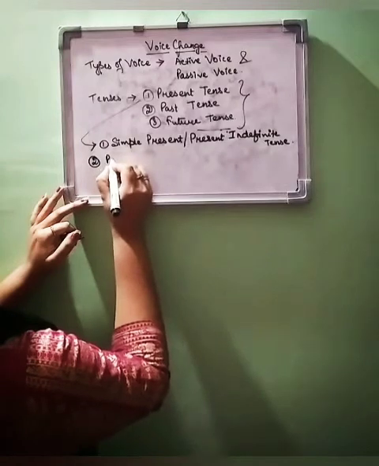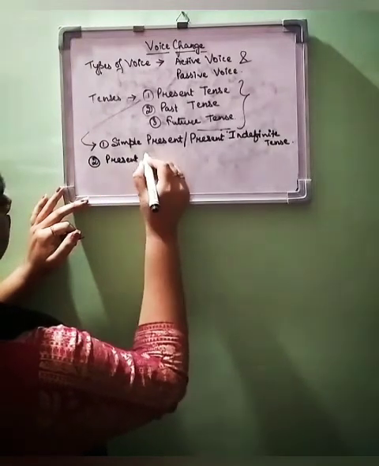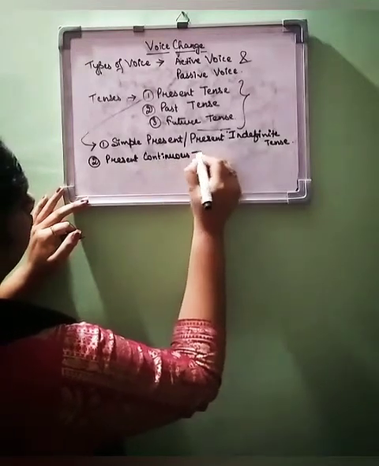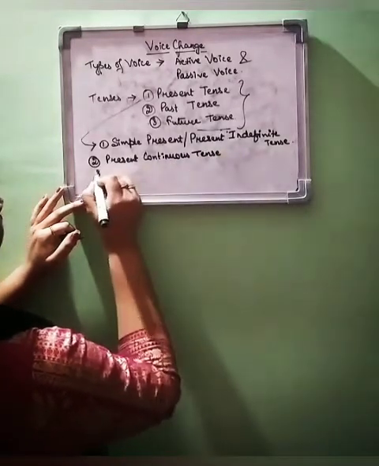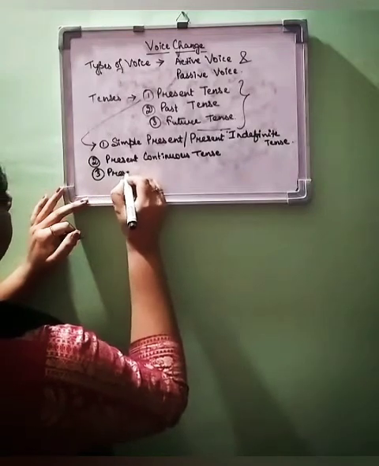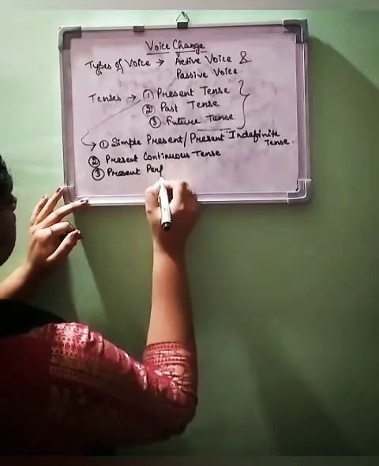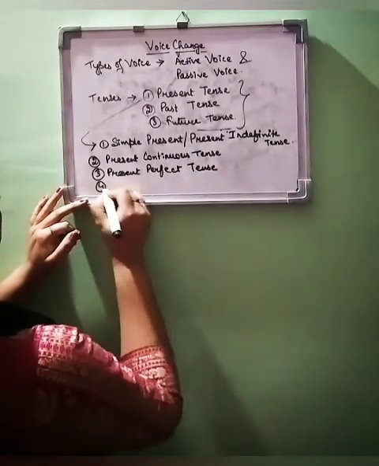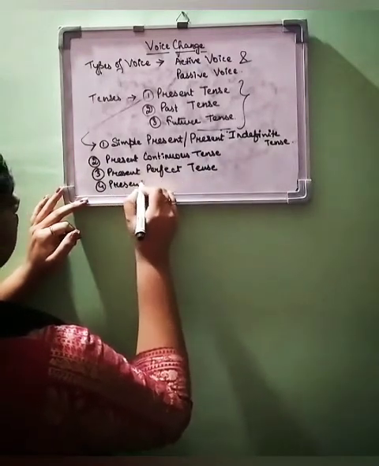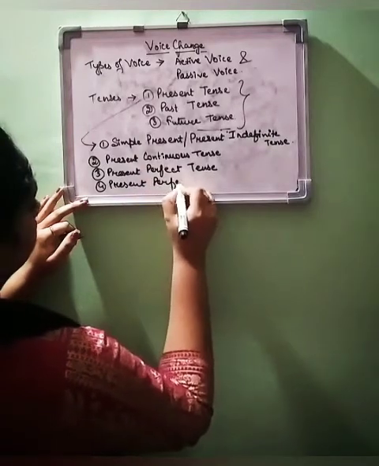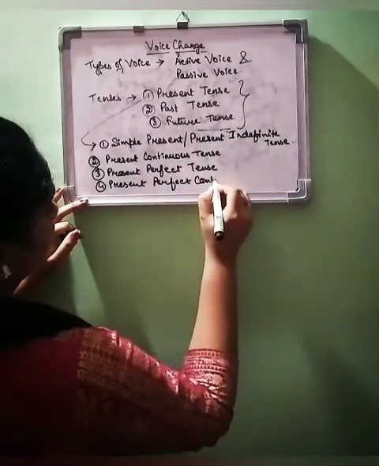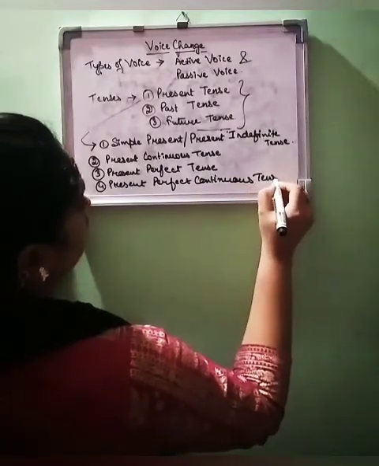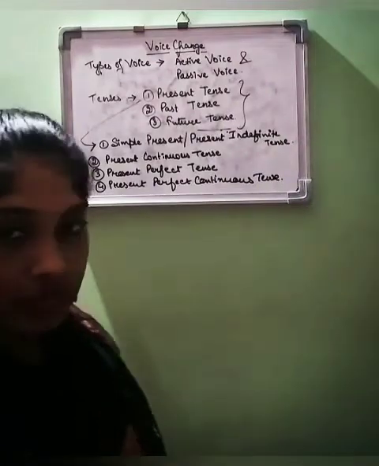Second one is present continuous tense, present perfect tense, and the last one is present perfect continuous tense. Okay, is this clear to you?